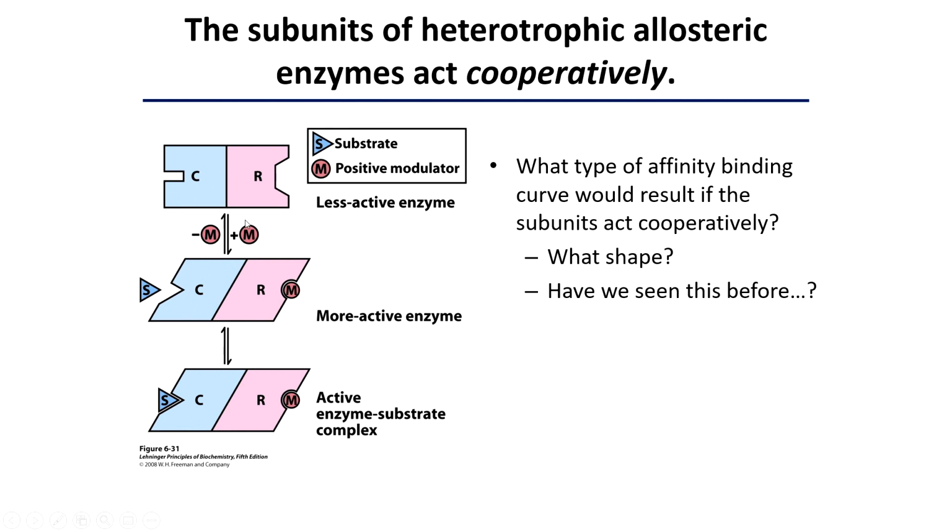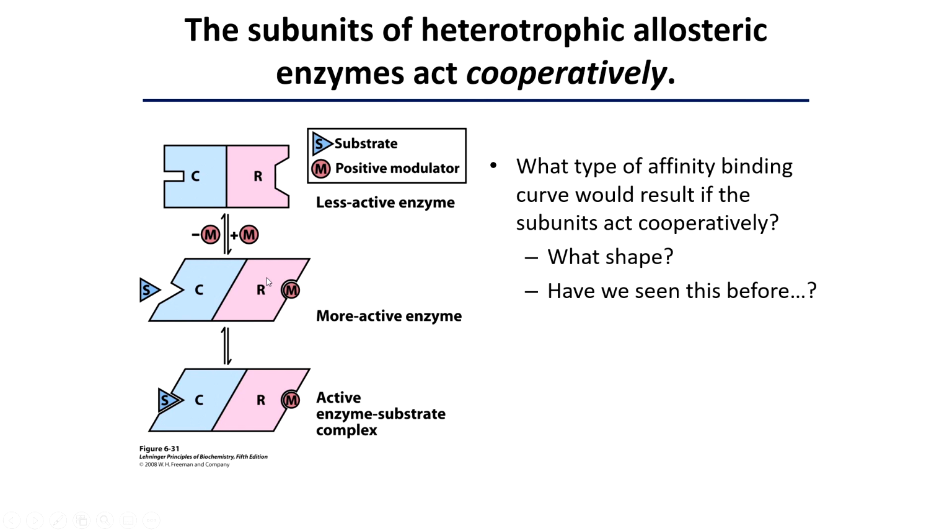If we have a modulator that is positive, meaning it encourages binding at the active site, the modulator binds here, and it will change the shape of the active site to fit the substrate a little bit more tightly. And then that will increase the enzyme's ability to bind substrate, and then eventually its overall catalytic efficiency.